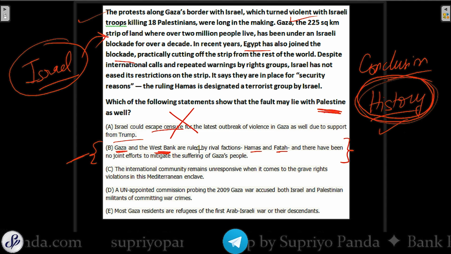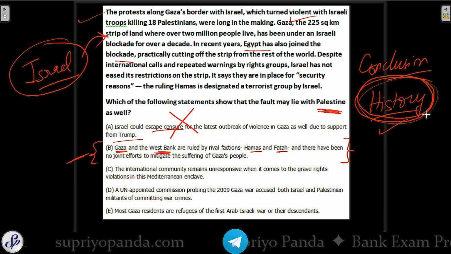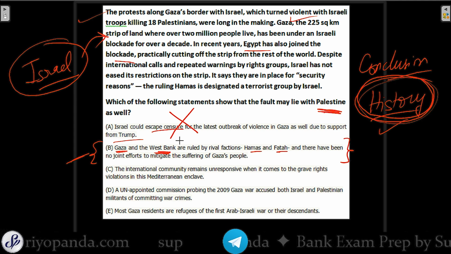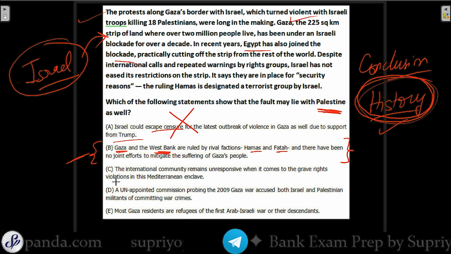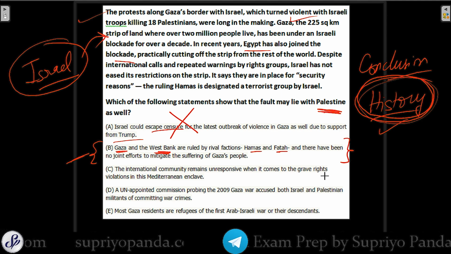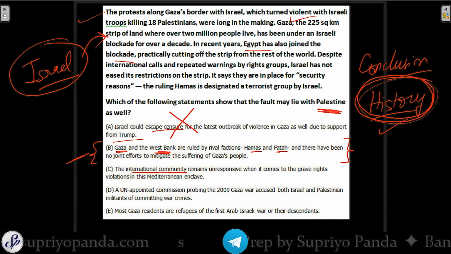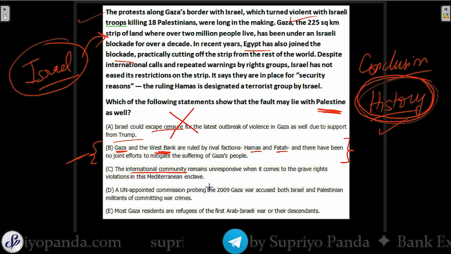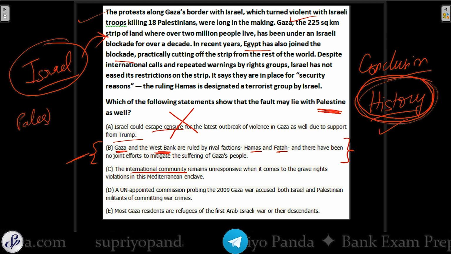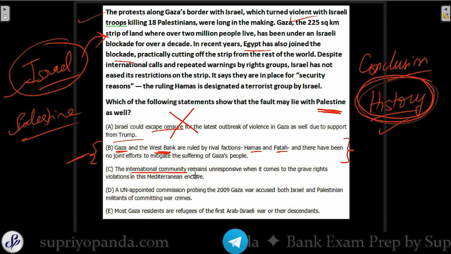Anyhow, you cannot disprove option B. So even if you do not know the history that well, you are still going to keep this option B. You are not going to say that this is not correct. Now let's see number C: the international community remains unresponsive when it comes to grave rights violations in this Mediterranean enclave. What this says is that the international community is not responding. Are we really talking about the international community? No, we are only talking about Israel, and we are also talking about Palestine. Because of these two things that are related to our conclusion, this is totally unrelated.